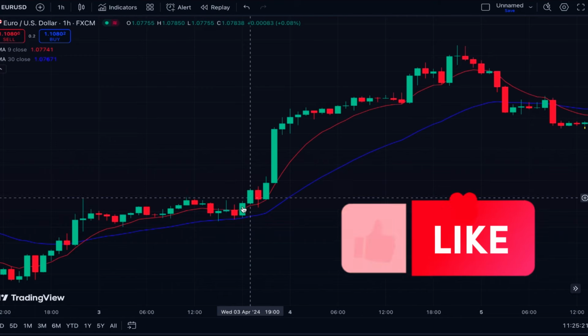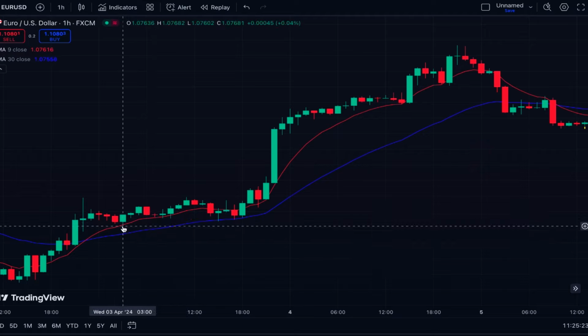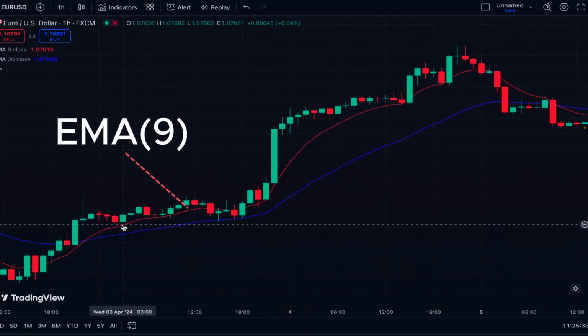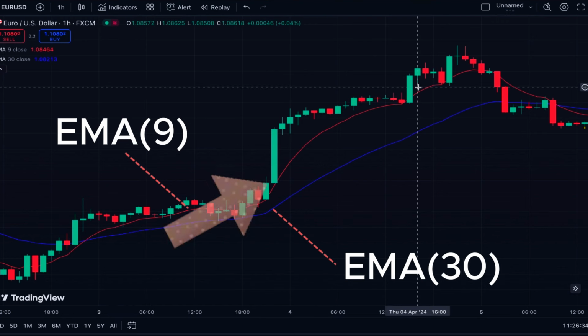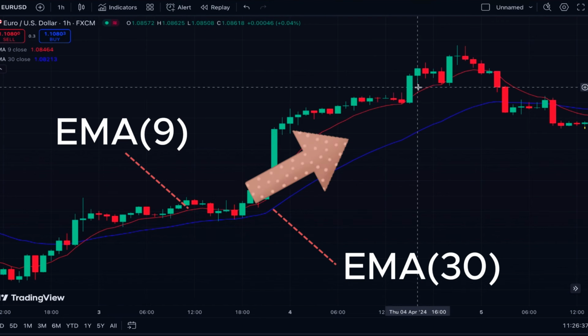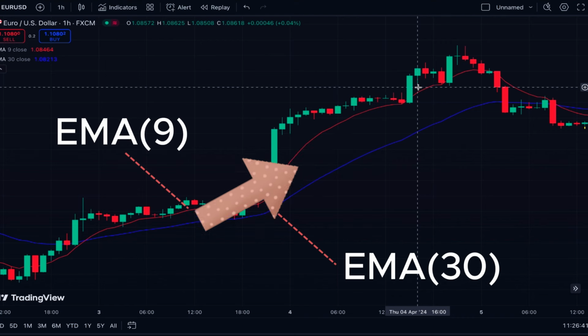but by the help of these two moving averages that we have on the chart, we can simply identify trends of the market. The red line is an exponential moving average with length of 9, and the blue line is an exponential moving average with length of 30. When the red line is above the blue line, the market is trending up and we should look for buying opportunities. In other words, to find trading opportunities for opening a long position.